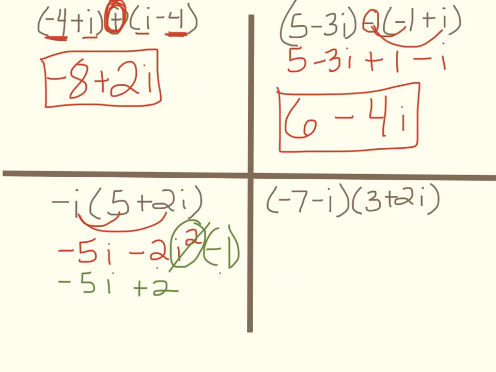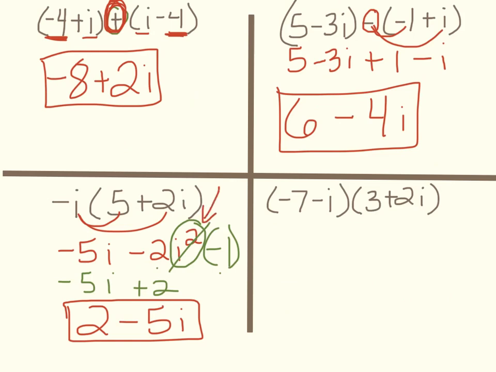And of course, since we always write this real plus imaginary, you're actually going to say 2 minus 5i as your final answer. So watch out for that. First, you have to know the i squared, then you also have to remember the real plus imaginary.